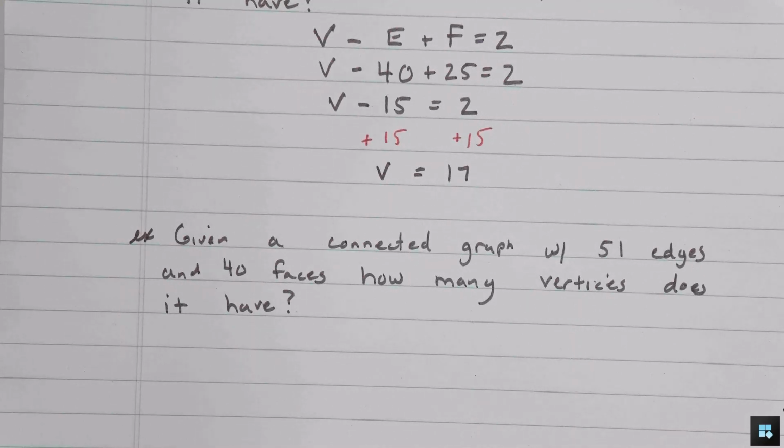Plus 40. 51 plus 40 is negative 11. Oops. You have an easy calculator. You're probably following along with the negative 15 if you're following along.